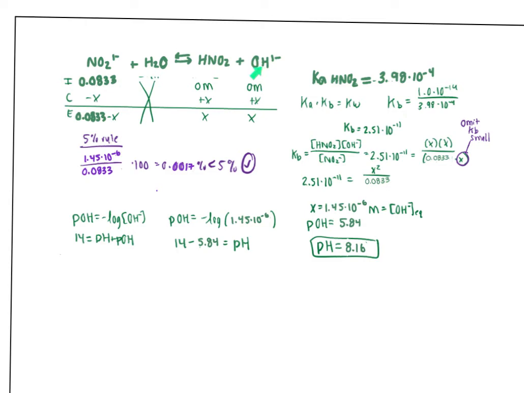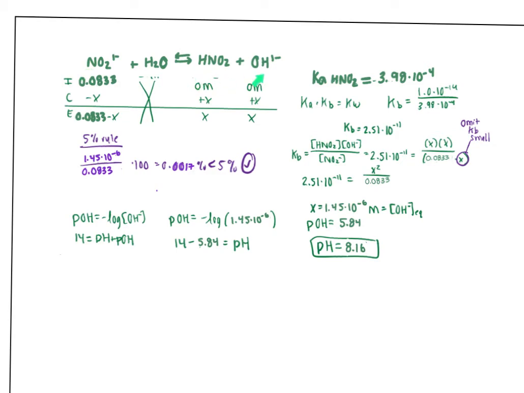So I need a Kb expression, okay? I only have the Ka of HNO2. Well, it's really easy to find the Kb of its conjugate. Ka times Kb equals Kw. So to find Kb, I'm going to take the Kw of water, 1.0 times 10 to the negative 14th, divided by the Ka of the HNO2, and that's how I get the Kb of this conjugate base. So my Kb expression, products divided by the reactant, I'm going to set equal to the Kb we just found.